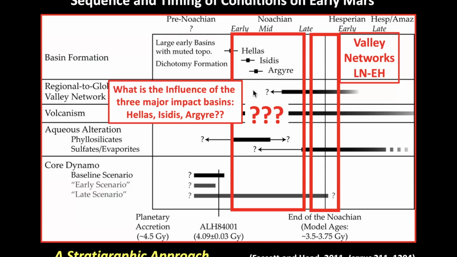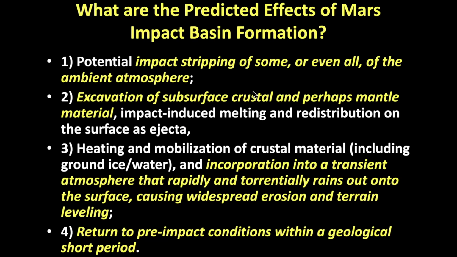So what are the predicted effects of these big impact basin formations? We've looked at this significantly. Ashley Palumbo, a student of mine at Brown, and I published 4 or 5 papers on this. Martin Turbet at the LMD in Paris and others have worked on this problem, following up on the work of Segura and Toon and others. The key point is that the predicted effects, based on the modeling, include impact stripping of some or even all of the ambient atmosphere.